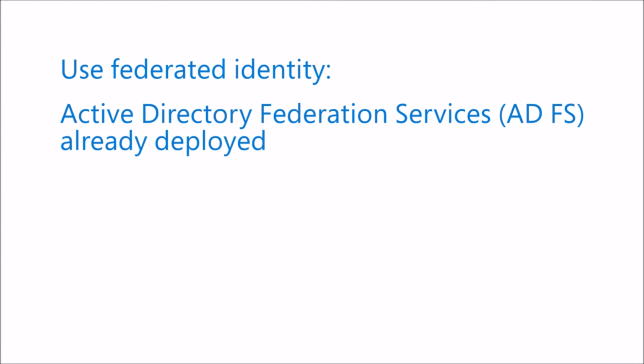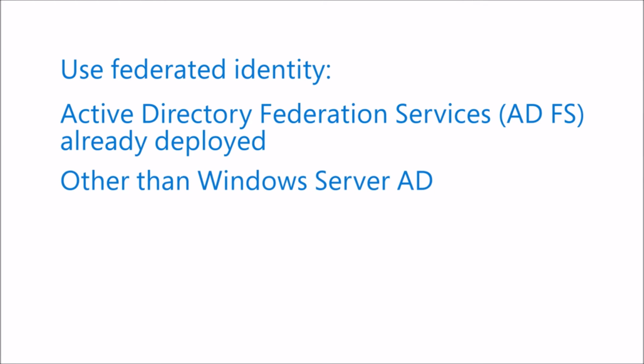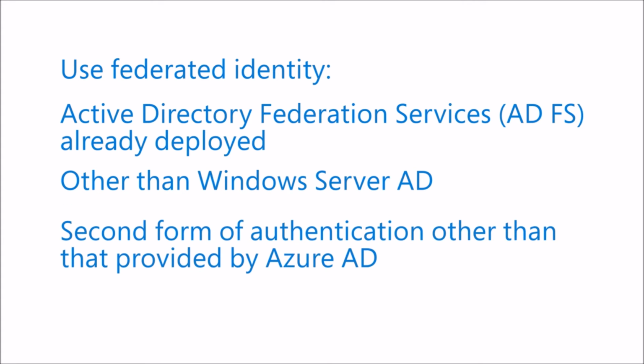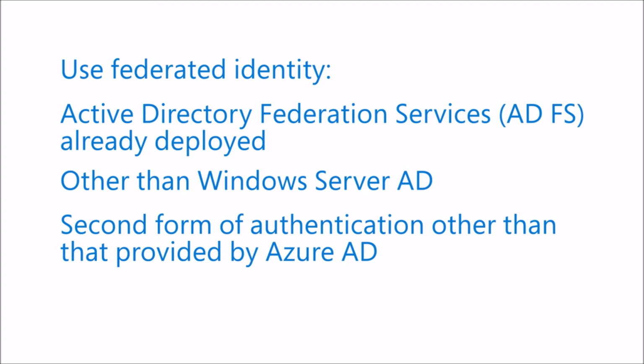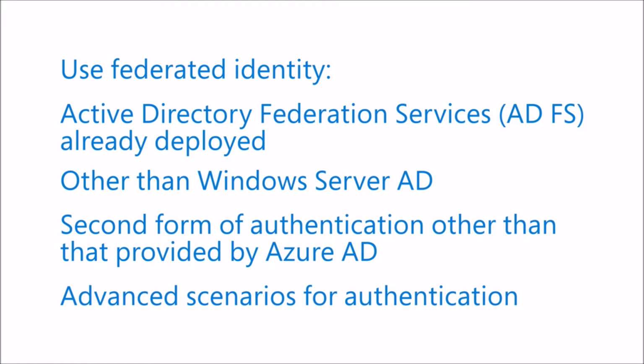Federated Identity is the best option when you've already deployed Active Directory Federation Services, or ADFS, and want to use it for Office 365. You use a central list of accounts other than Windows Server AD. You require a second form of authentication other than those provided by Azure AD, such as smart cards or fingerprint identification, or if you require advanced scenarios for authentication, such as restrictions by work hours.